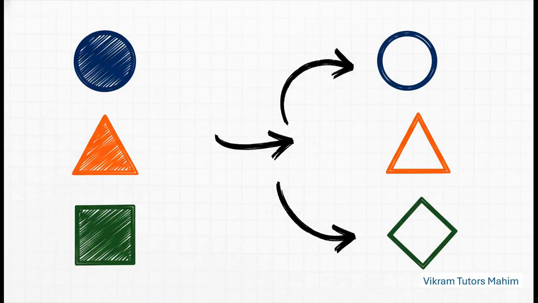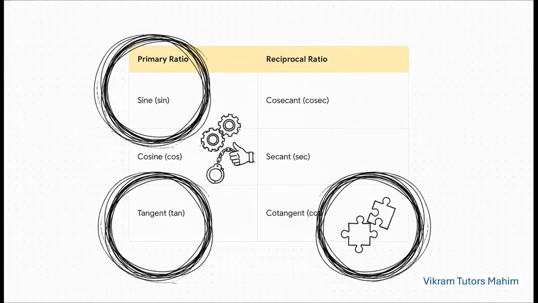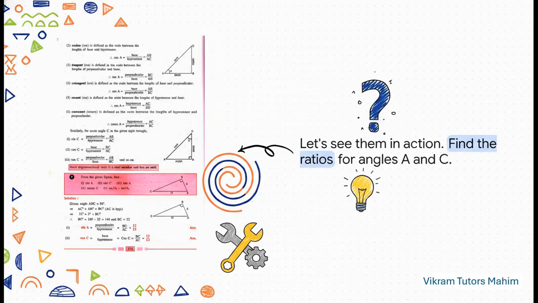But wait, there's more. Each of these three has a flip side, or a reciprocal. And check out how neatly they pair up. You've got cosecant, secant, and cotangent. Okay, theory's great and all, but let's see it in action. We've got a triangle to solve.